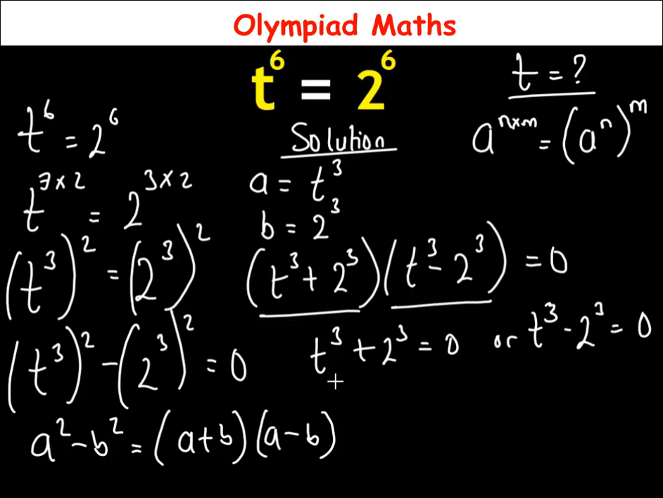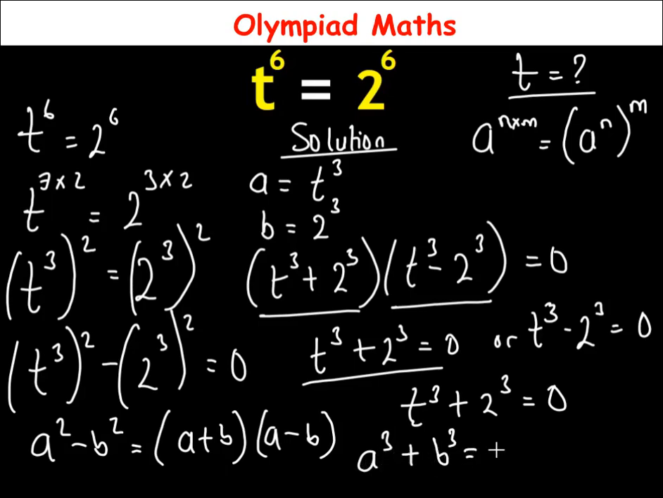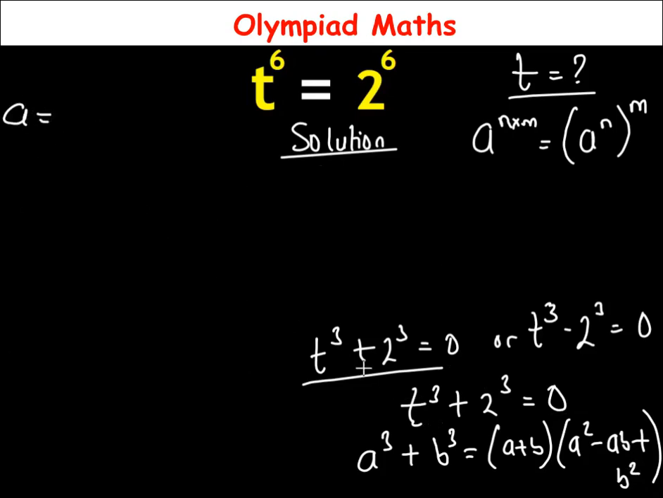So for the first equation, which is t to the power of 3 plus 2 to the power of 3 is equal to 0, this can be expressed in the form of a to the power of 3 plus b to the power of 3, and a to the power of 3 plus b to the power of 3 is equal to, in brackets, a plus b multiplied by a squared minus ab plus b squared. So therefore, the value of a is equal to t and the value of b is equal to 2.